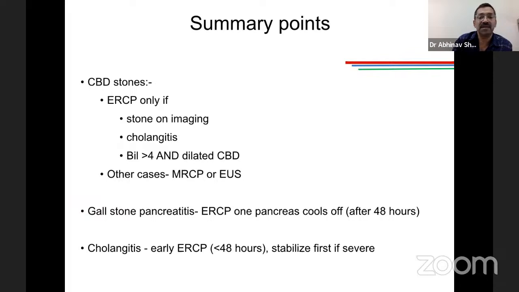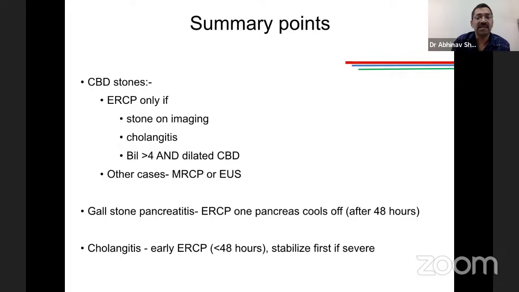For CBD stone, we do ERCP only if a stone is seen on imaging, if there is cholangitis, or if there is high bilirubin, more than 4, along with a dilated CBD. These are the ASGE criteria. In other cases, we go for MRCP or EUS to confirm the presence of a CBD stone first, and then we intervene. For gallstone pancreatitis, we do ERCP once the pancreas has cooled off, that is after 48 hours. We don't do ERCP in a hot pancreas since it leads to complications and mortality.